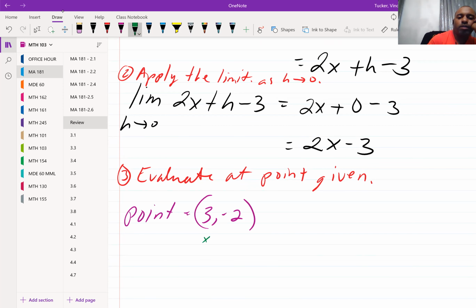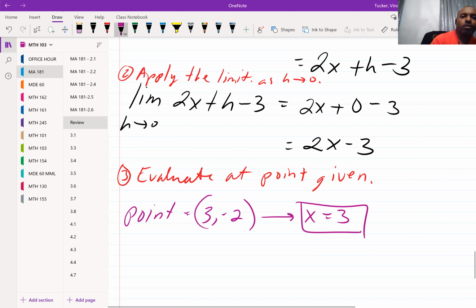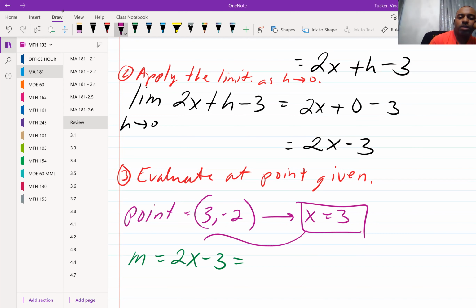And that means, let me do it like this, that x is equal to 3. So 2x minus 3 is going to represent my slope, and I can plug in x there. So our slope should be 3.